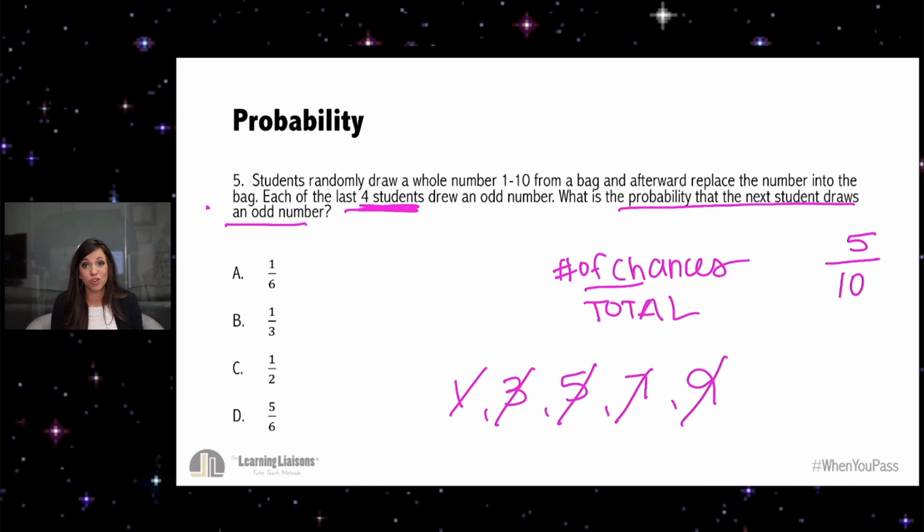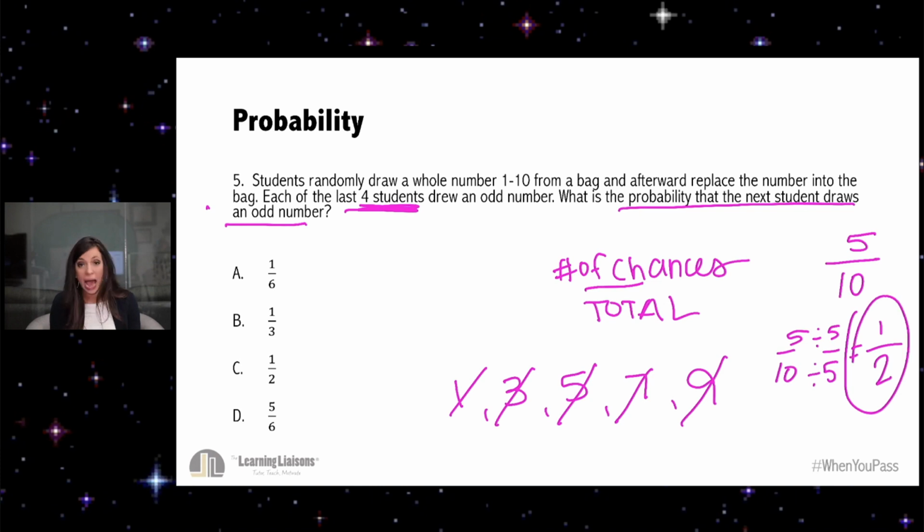But I do know that 5 over 10 is the same as 1/2 because I know I can divide both of these by a value of 5 over 5, because 5 over 5 is 1 and any number divided by 1 is itself. So if I divide 5/10 by a value of 1, I have the same number. So 5 divided by 5 is 1, 10 divided by 5 is 2. So I have 1/2 is my answer.